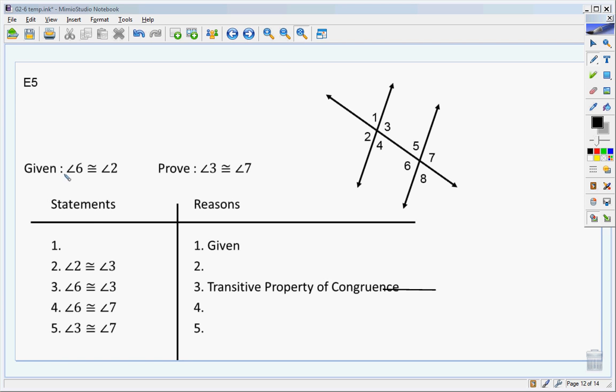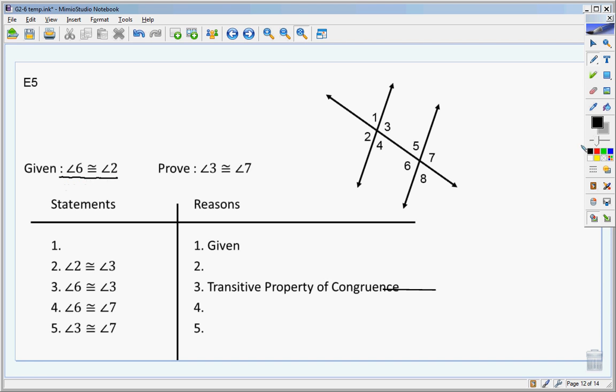Okay. First off, the first statement usually comes from what they've given us. So the first statement is going to state that angle 6 is congruent to angle 2. And the reason is that they gave it to me. Please, if you do one thing, make sure that you do this. If they give you information about a picture, and it's not marked in the picture, mark it in the picture.